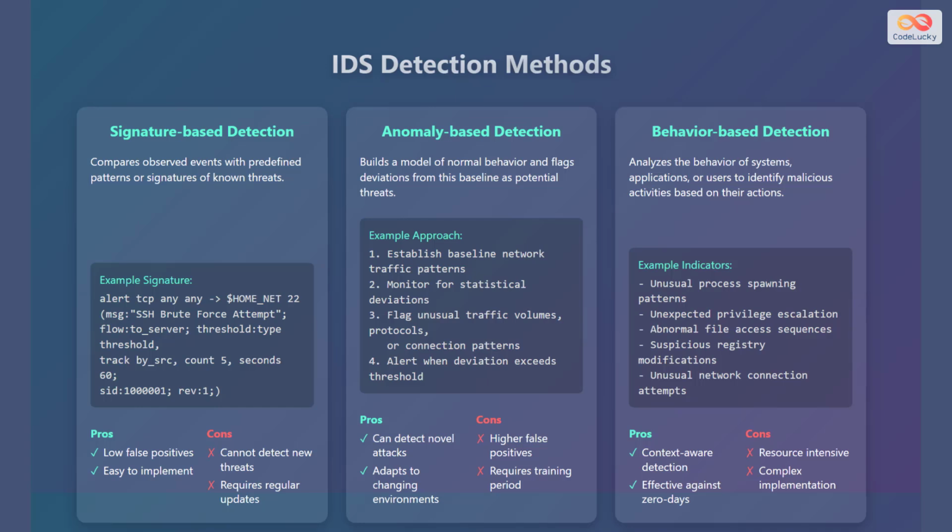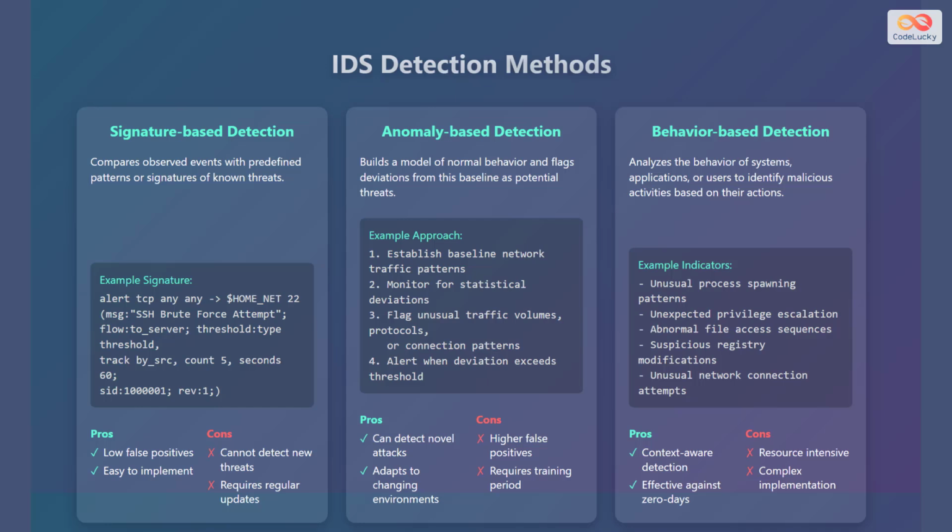Next, we have anomaly-based detection. This method builds a model of normal behavior and flags deviations from this baseline as potential threats. The steps in this approach are to establish baseline network traffic patterns, monitor for statistical deviations, flag unusual traffic volumes, protocols or connection patterns, and alert when deviation exceeds threshold. The advantages of this approach are that it can detect novel attacks and adapts to changing environments. However, it has a higher chance of false positives and requires a training period.